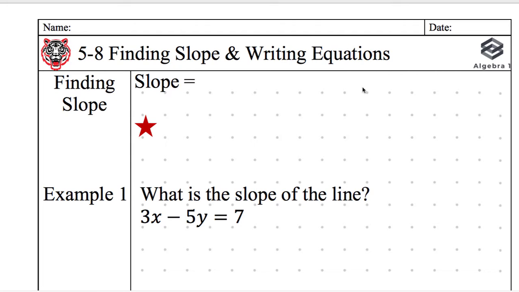We're in Algebra 1, Lesson 5-8. Today's date is January 22nd. Make sure your name is on your paper. So, 5-8, finding slope and writing equations.